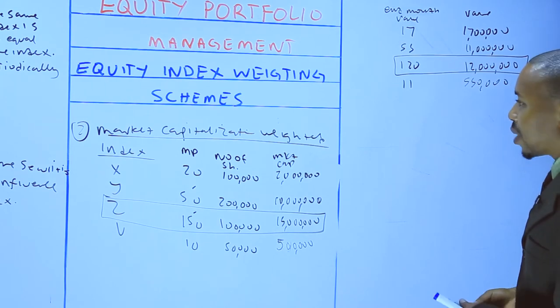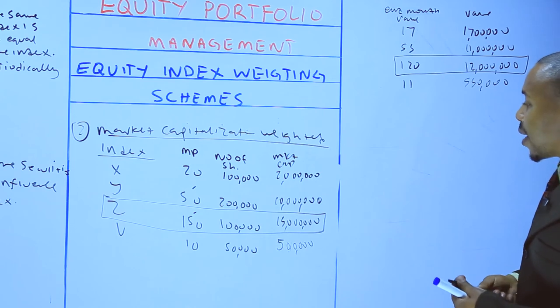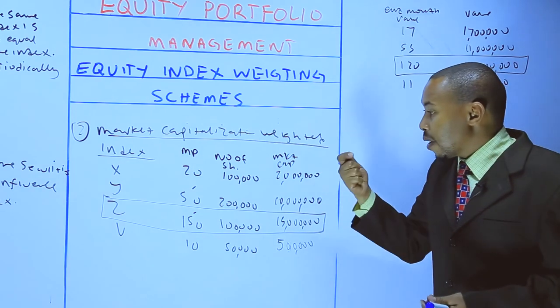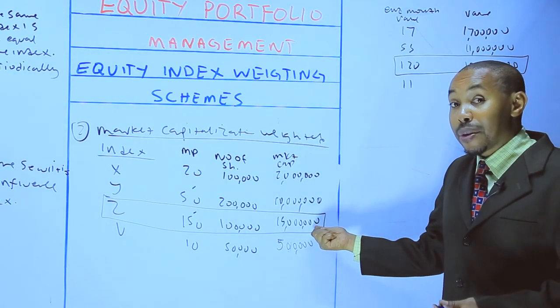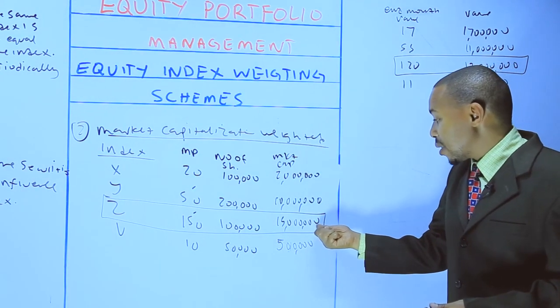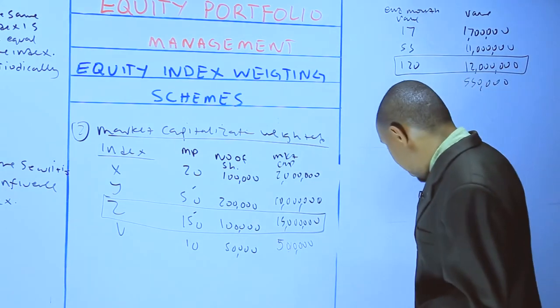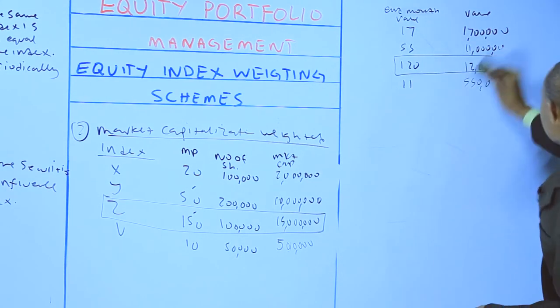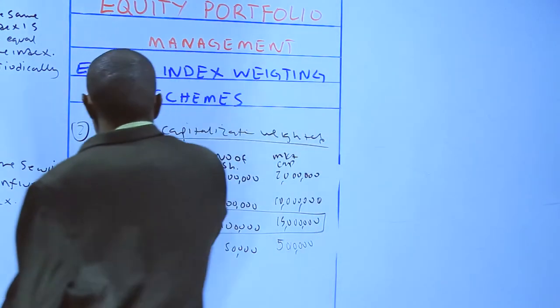So the bias, we can say, is that the security that has got the highest value or highest market cap is the one that actually dictates the movement of the index right there. So we can just indicate that in writing. So I can write that over here.